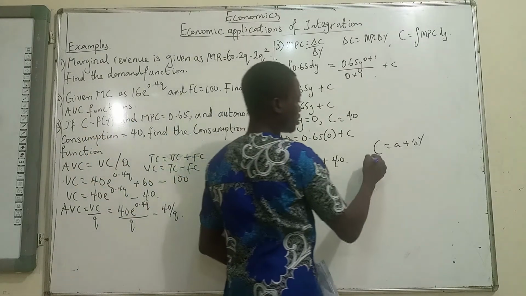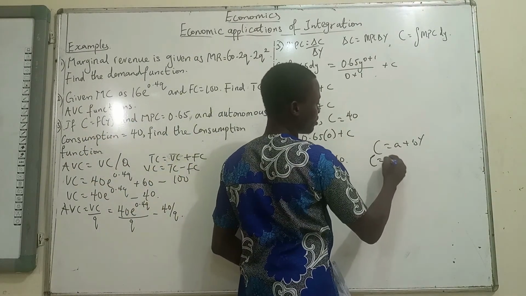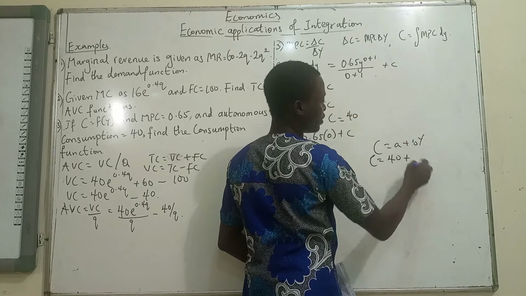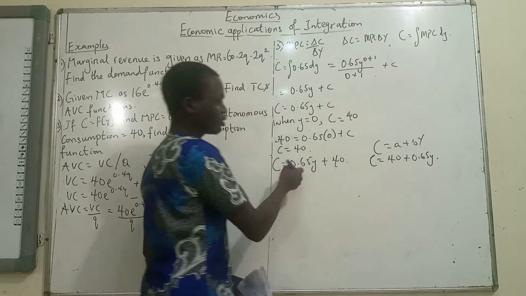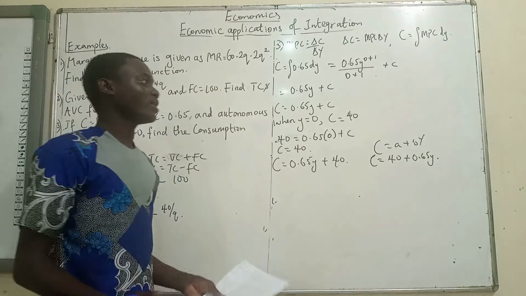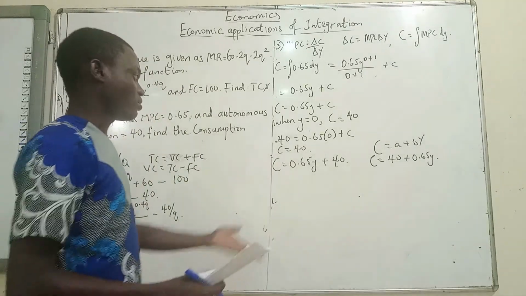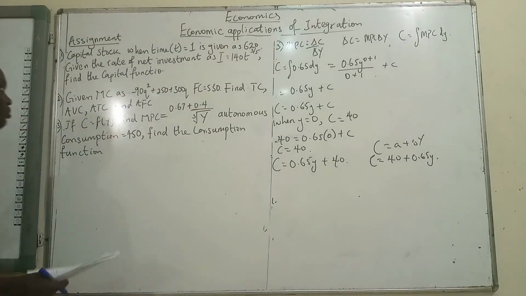So a is autonomous consumption, and it was given in the question to be 40. This b is the MPC, it was given as 0.65. Then you have your y remaining, which is same as what you have here. But because we are trying to use integration to get this, let's take it. I have your assignment on the board already.